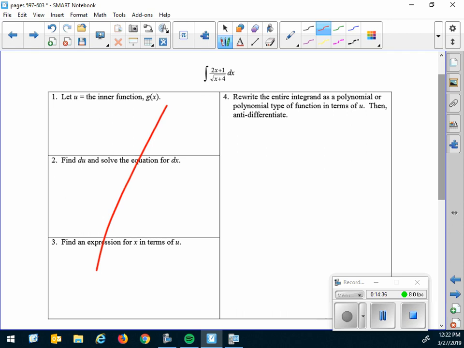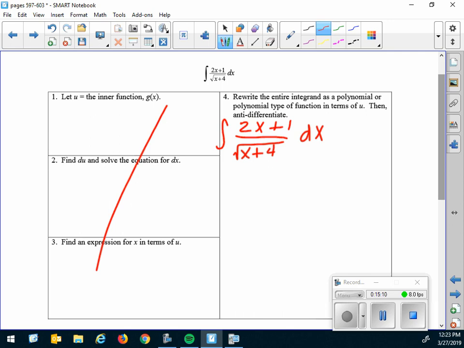Now, let's look at this thing. Integral of 2x plus 1 over square root of x plus 4 dx. Can I pull any coefficients out? I cannot. Why can't I pull a 2 out? Because that 2 is only multiplied by the x, it's not a GCF of the whole numerator. Well, snap. All right, so fine.